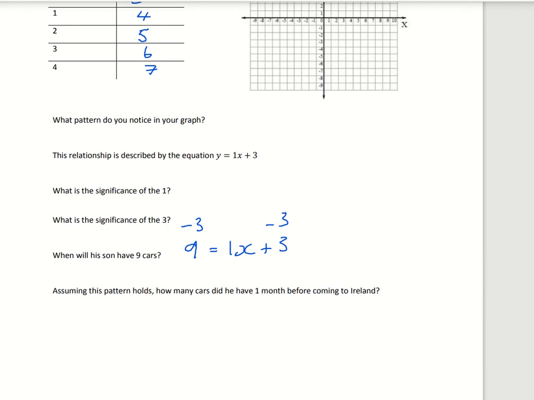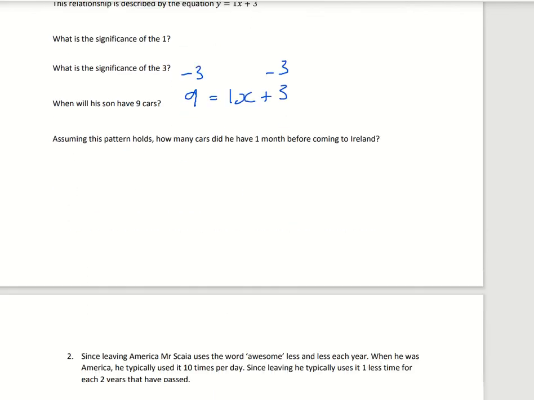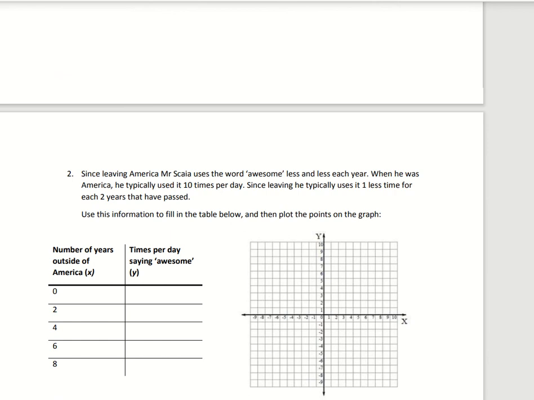And assuming this pattern holds, how many cars did he have 1 month before coming to Ireland? So if he had 3 when he got here, and he gets 1 per month, then just before that, he had 2 cars. So that one is pretty straightforward, really.